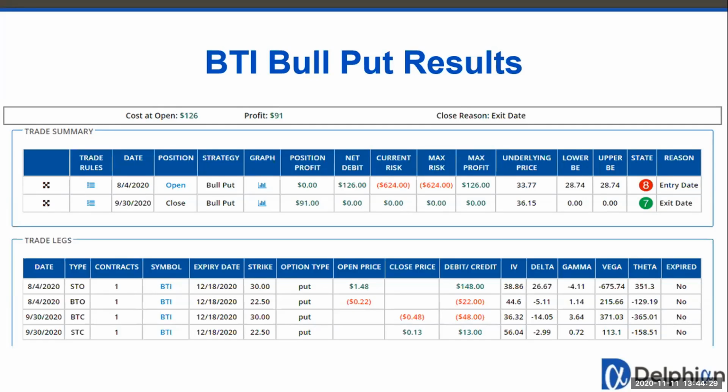I prefer bull calls. Other people like bull puts better. But it's basically the same strategy. You're looking for the same results. Any kind of sideways or upward movement, you're going to win as long as the stock doesn't tank. It'll be a profitable trade.